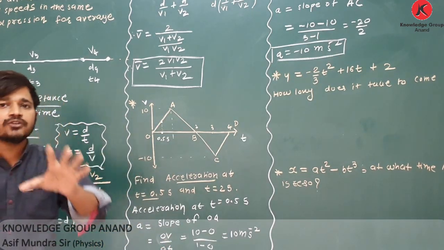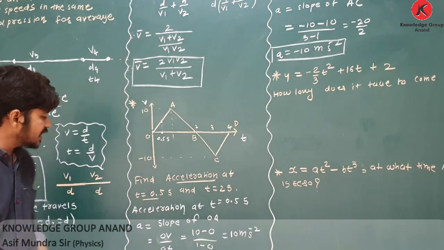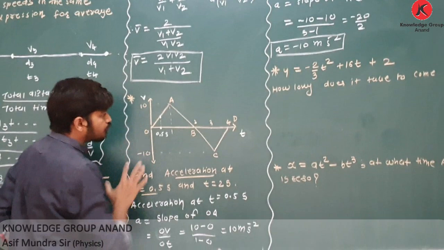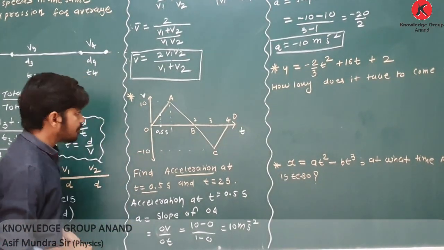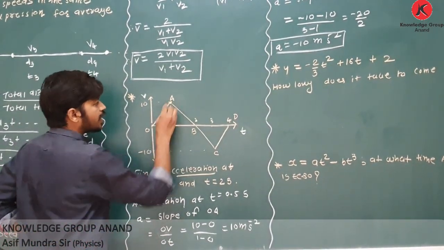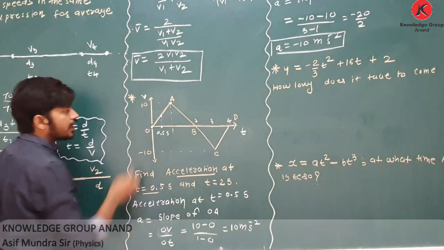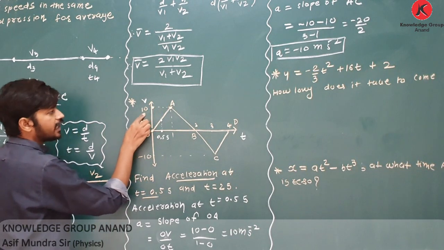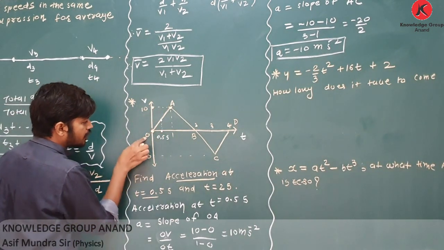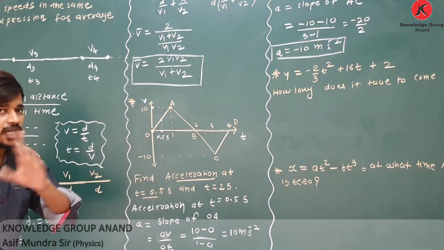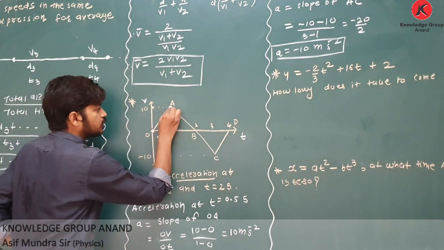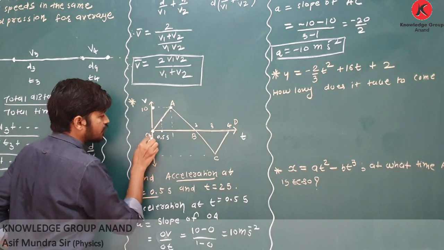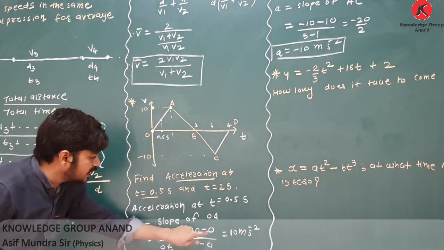Now, how to find the slope of line OA? Delta V upon delta T, it is just an equation. See carefully here. A, final position. O, initial position. At this final position, what is velocity? 10. At this initial position, what is velocity? 0. So it is 10 minus 0.